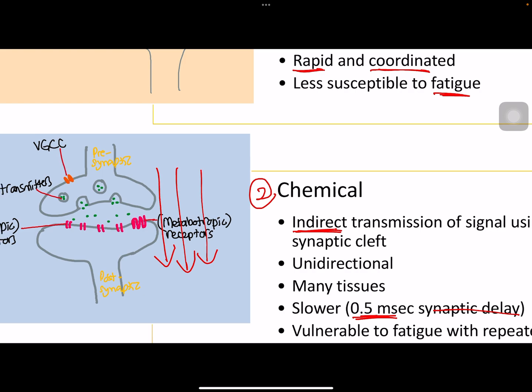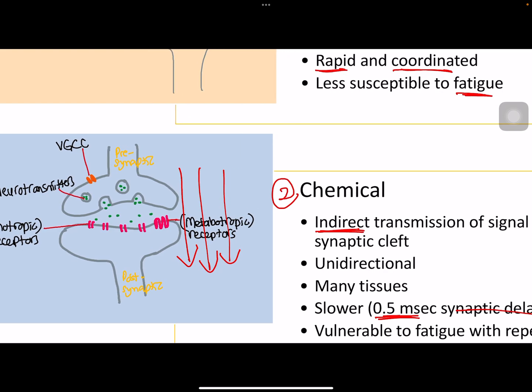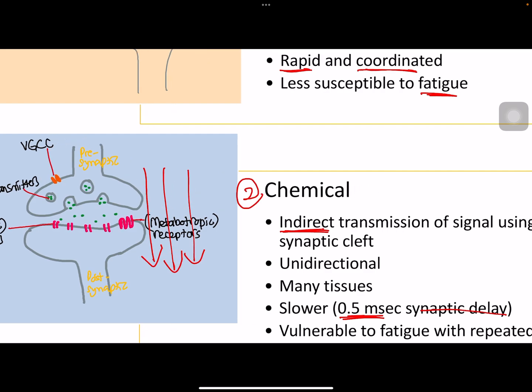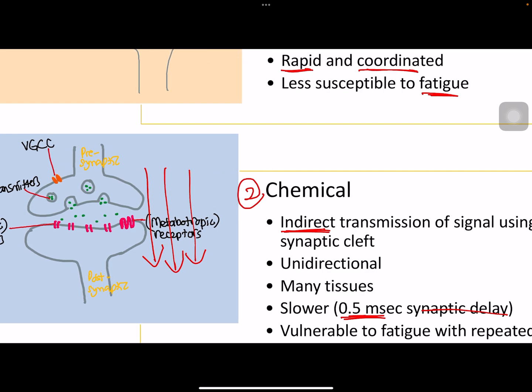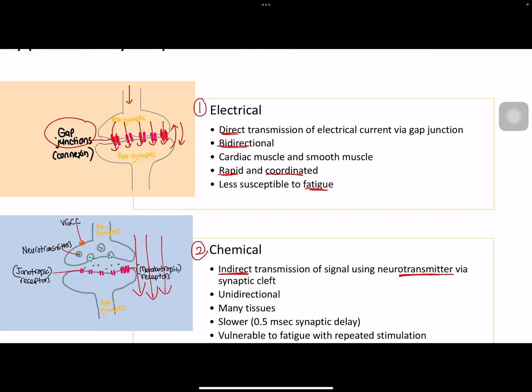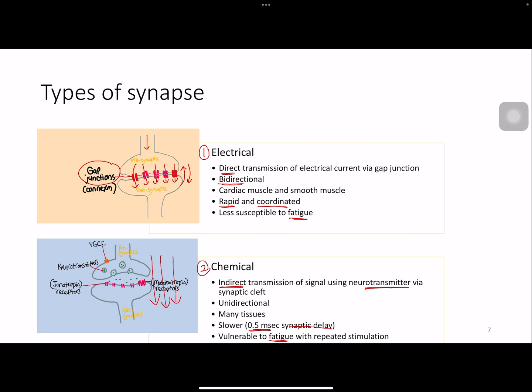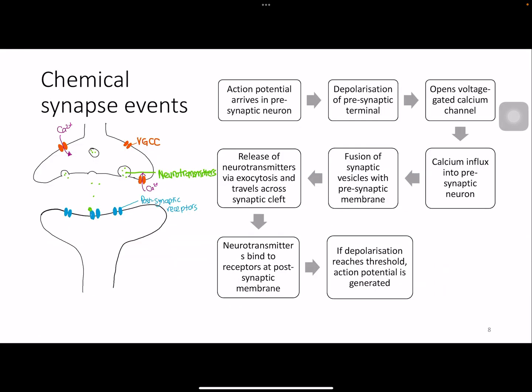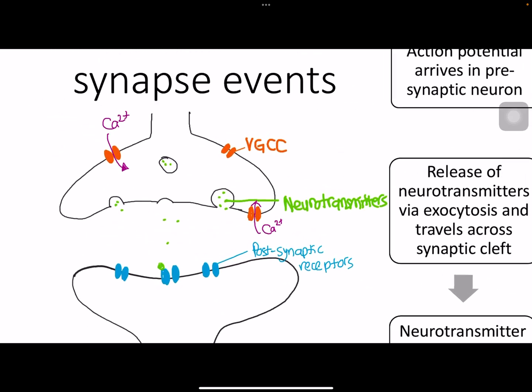And because it needs a neurotransmitter, this neurotransmitter can be recycled, it can be degraded, and it needs to be resynthesized. Because at some point when the neurotransmitter is depleted, this chemical synapse is vulnerable to fatigue, especially with repeated stimulation. Now let's have a look at the events that happen during the chemical synapse. There are essentially 8 steps altogether. Let's go one by one.